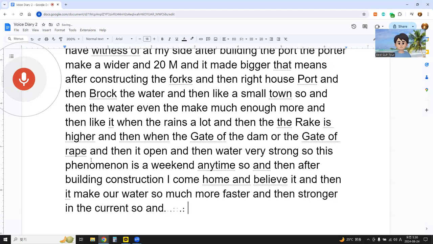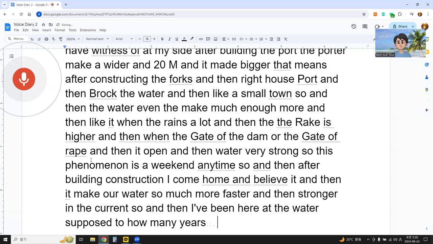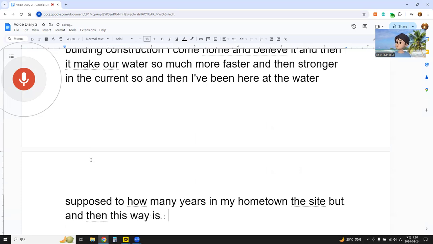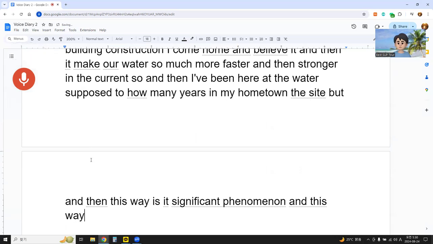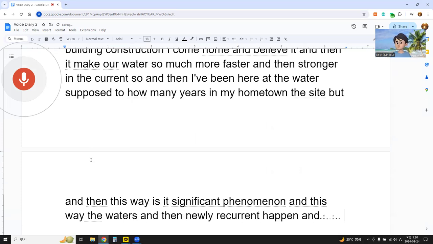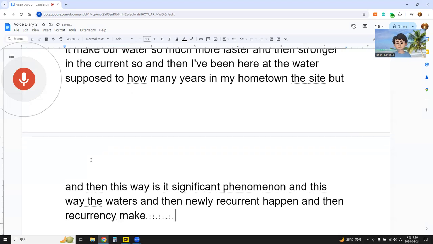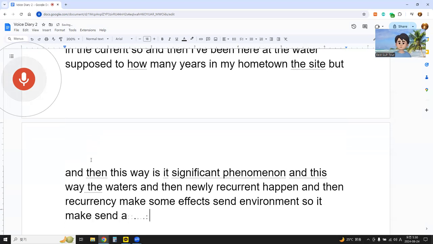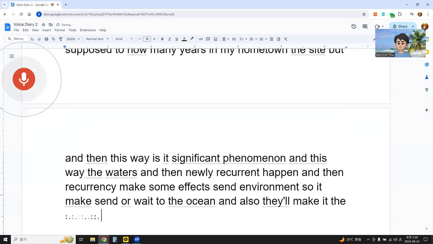I've been here doing water sports for many years in my hometown, the site. This is a significant phenomenon. In this way, the waters and then new rip currents happen. And rip current affects the sand environment. It makes sand go away to the ocean, and also makes it look shallow, and the water level is not safe.